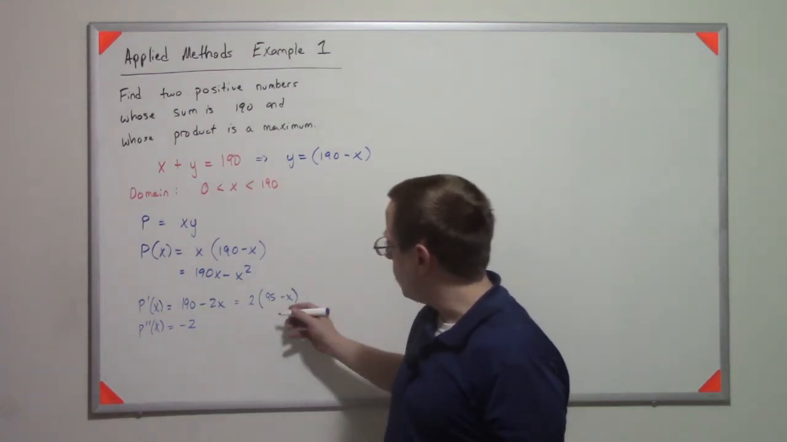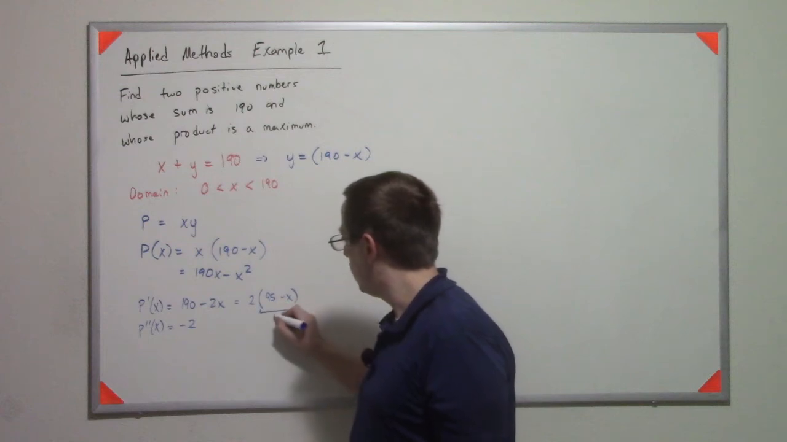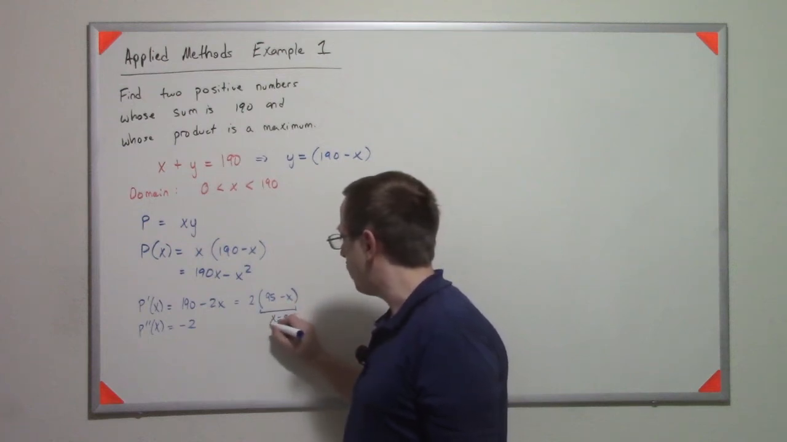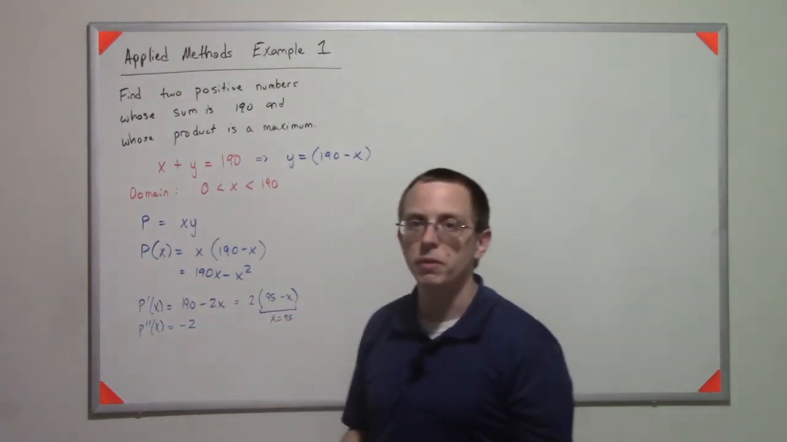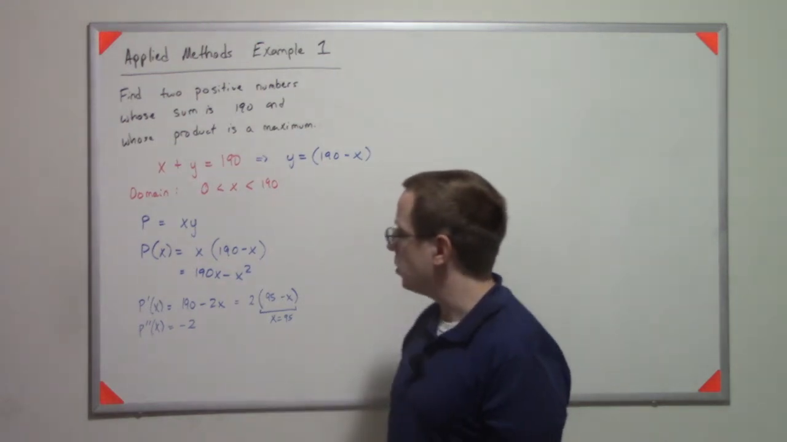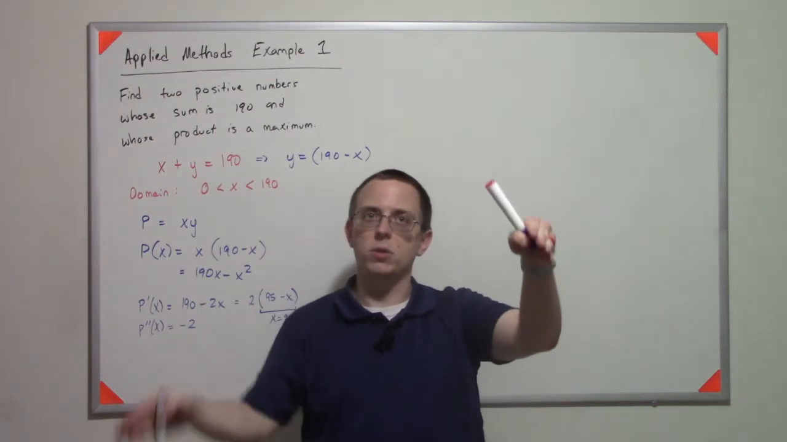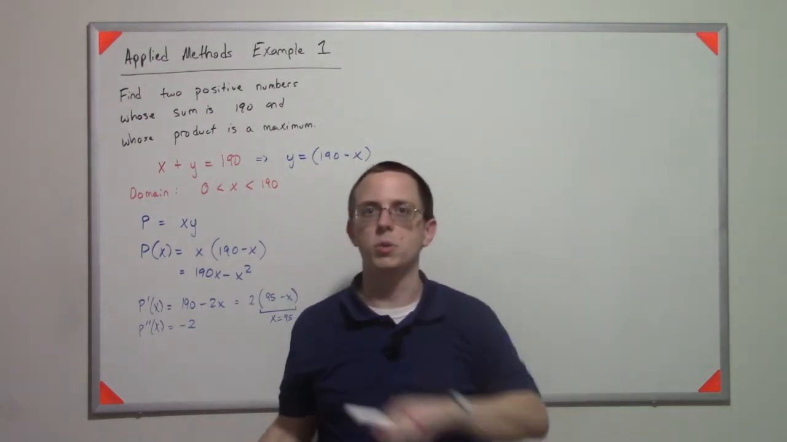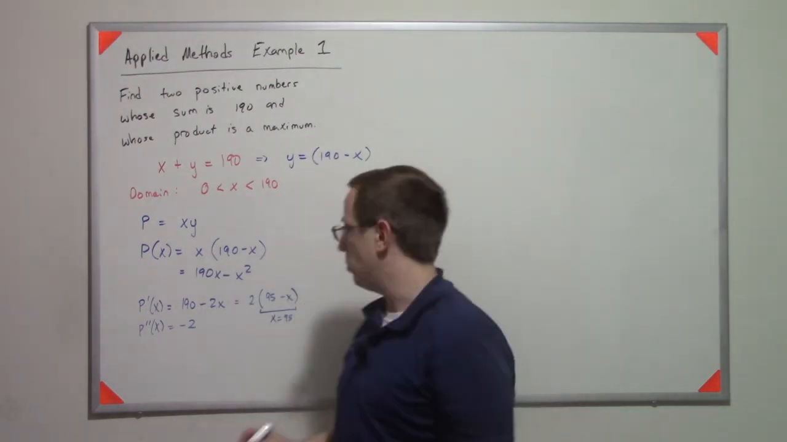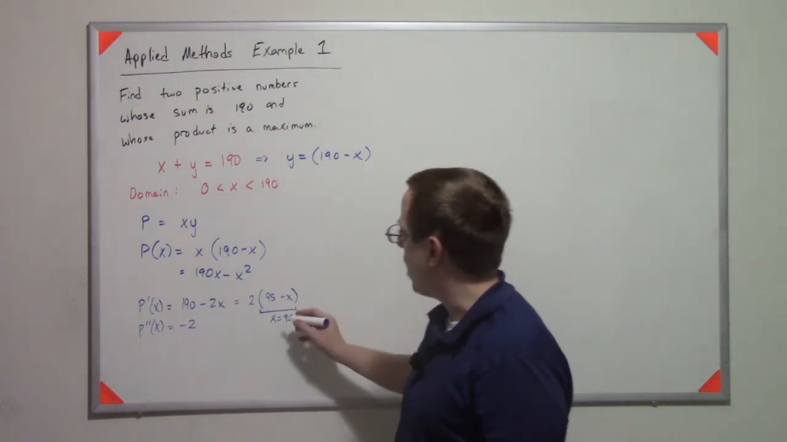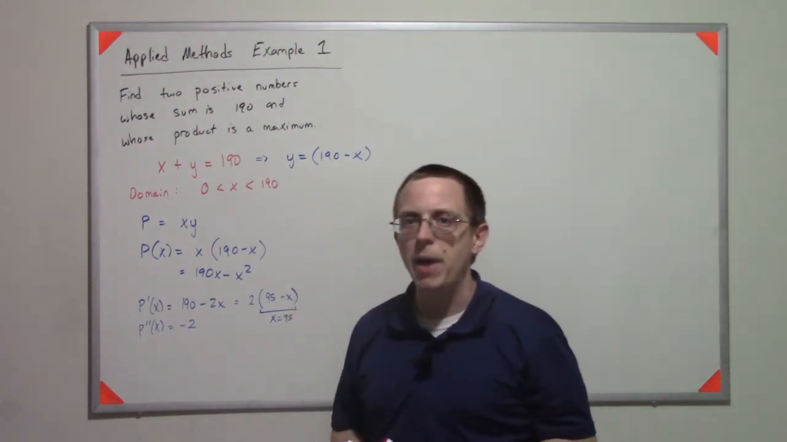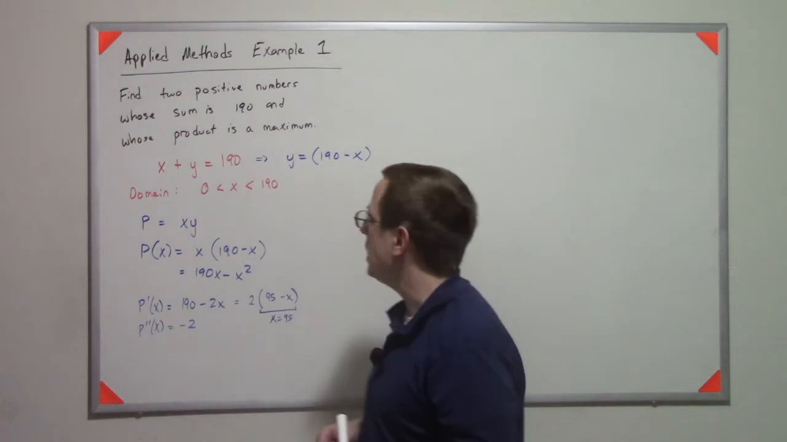The critical value here is that x is 95, because if x is 95, the first derivative is 0. That tells me it's got to go through a maximum because it's concave down, so it's going up and coming down. So x equals 95 is a likely candidate for a maximum. But let's go ahead and check the endpoints.